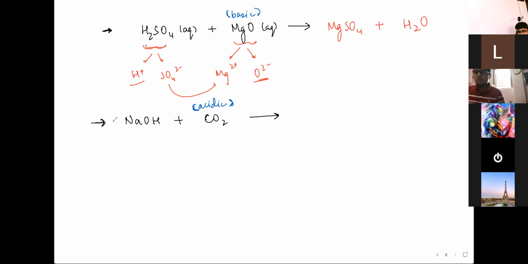In this case, you got a salt, right? So in this case also, you're going to get a salt. Because you took carbon dioxide, we will get Na2CO3 plus H2O.